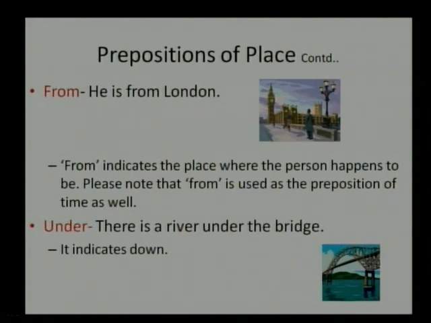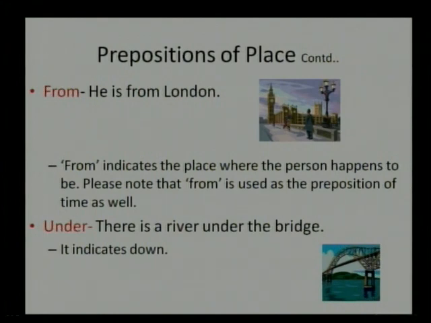From describes the beginning or starting point of a journey and ends with to, which states the end of the journey or the last part of the journey. Here from indicates the place where the person happens to be. Please note that from is used as the preposition of time as well.